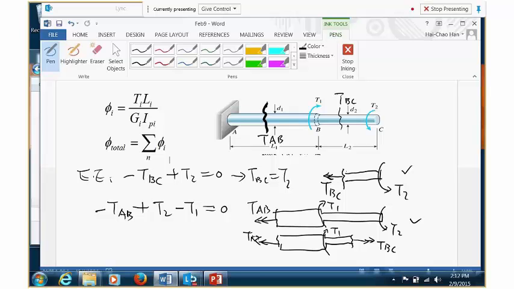However, now recall what you learned in statics. If you have a moment this way and one moment this way, how do you write the equation of equilibrium? Whatever direction you call positive, the other will be negative. So that's the difference between what's positive when you talk about deformation, and what's positive when you talk about the equation of equilibrium.